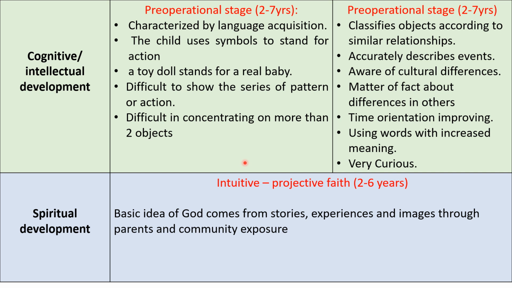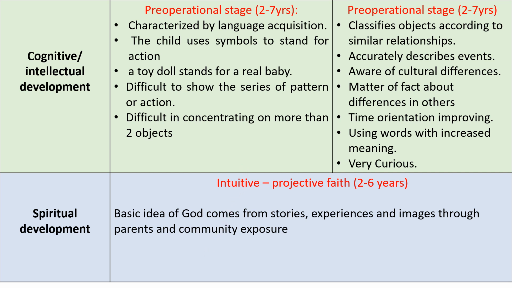They know the cultural differences, and also they know the differences in other people. For example, they know who is an elderly person and who is an adolescent, so they know the difference. Time orientation is improving. They know it is going to get dark or it is going to be night. They know the things. Using words with increased meaning, and they are very curious. All these things show their intellectual development.